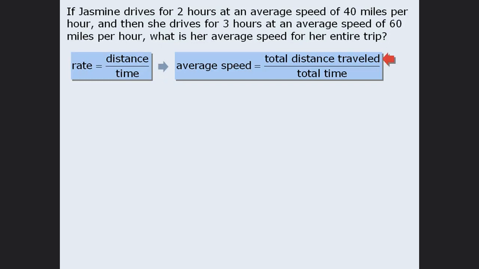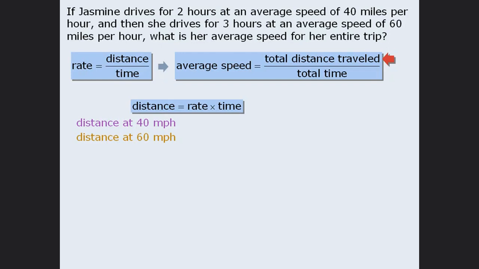Now, although the question does not explicitly tell us the total distance traveled, we do have enough information to calculate it. Just be sure to note that there are 2 distances that we need to calculate here: the distance traveled at 40 miles per hour and the distance traveled at 60 miles per hour. To calculate both distances, we will apply the distance formula.